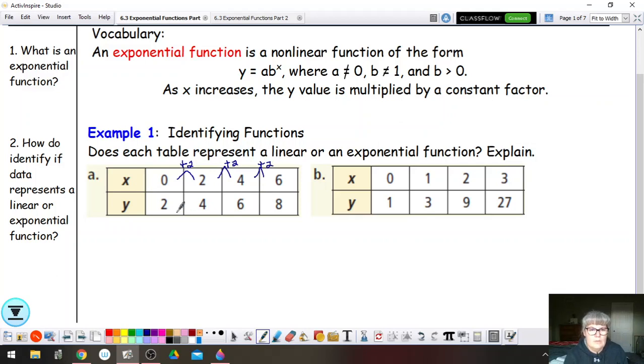As y increases, we see that it is constantly increasing by 2 as well. So because I'm adding the same value on my x's at the same time that I'm adding the same value to my y's, this would be described as a linear function because it has a constant rate of change. We are adding the same value.